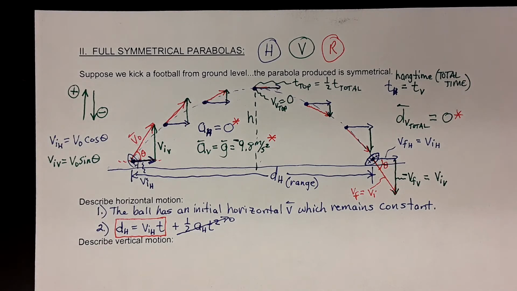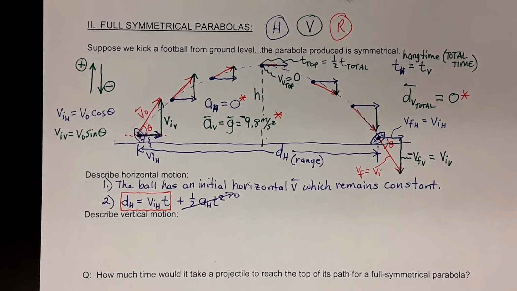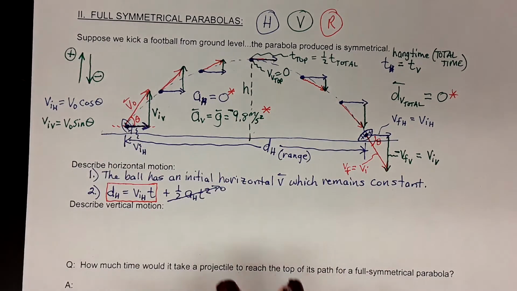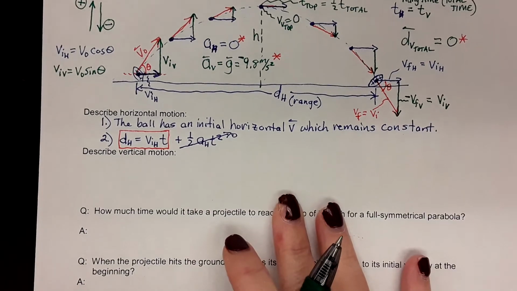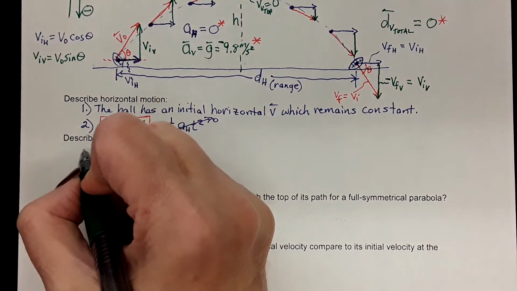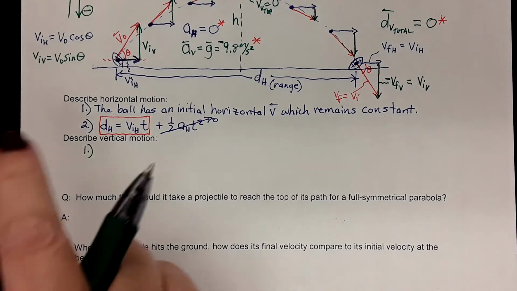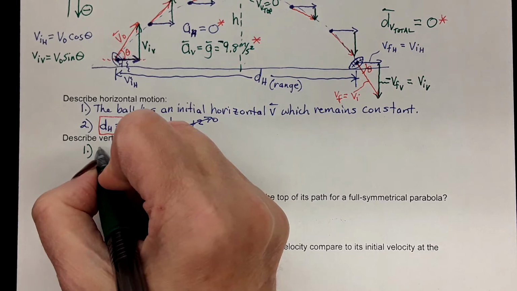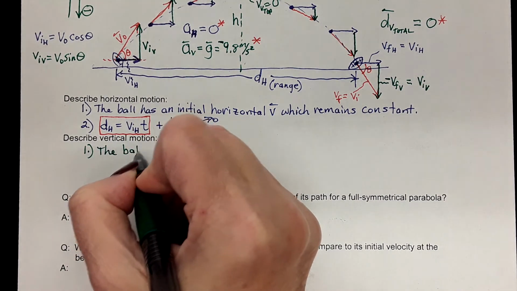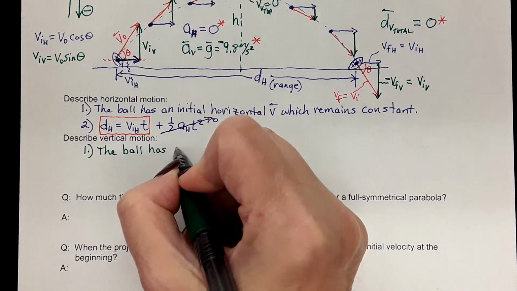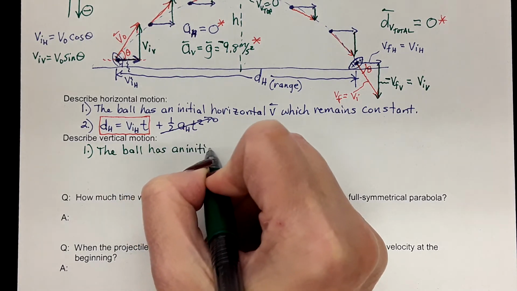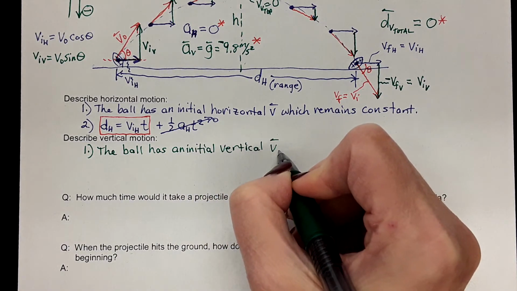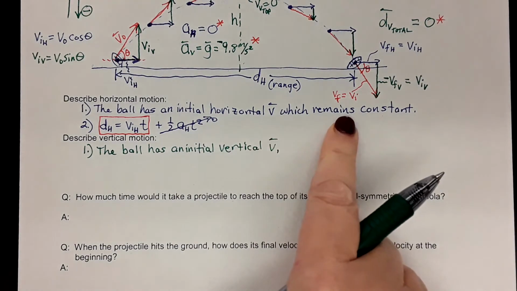Okay? All right, now let's do what we did with the horizontal motion, and let's describe it in English and math. Now that we've talked about it and looked at pictures, let's actually describe it formally. All right, first in English, look right here. The ball has an initial vertical velocity. It doesn't start from rest here. That was the half parabola, but not here. Now, does it remain constant like it did in the horizontal plane?